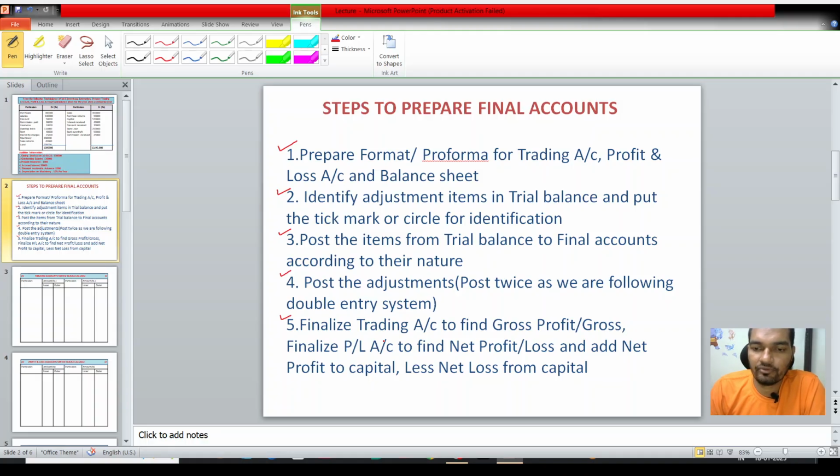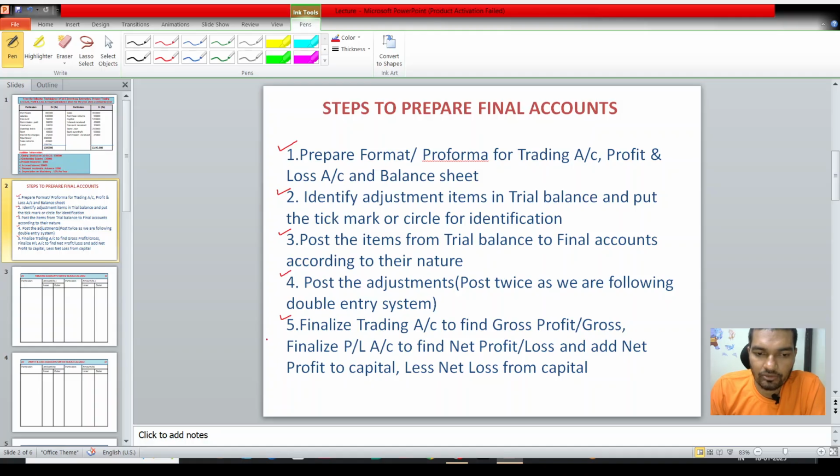Suppose if you are getting gross profit, that should be transferred to the P&L account credit side. Suppose if you are getting gross loss, we need to transfer gross loss to the profit and loss account debit side. And after transferring all the items, we need to balance the profit and loss account. We prepare the profit and loss account to find out the net profit or net loss. And finally, net profit or net loss also we need to transfer to the balance sheet.